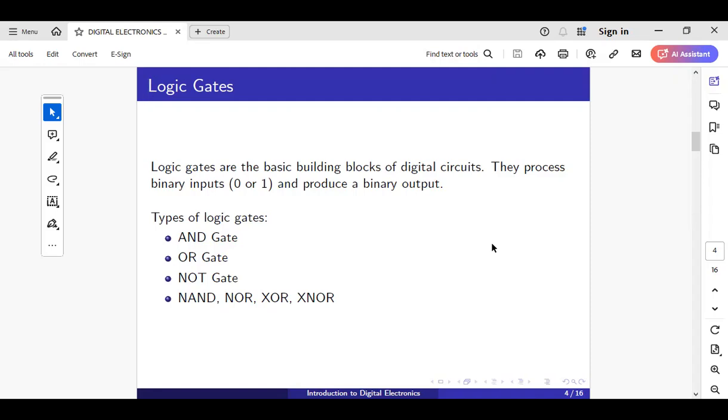Binary means a binary base is a 0 or a 1. So that means that the output should also be a 0 or a 1. The types of gates that we have are the AND gate, the OR gate, the NOT, the NAND, NOR, XOR, XNOR. Today we are going to look at the XOR and the XNOR. That is our target today, and also the potential divider. If we look at those 3, that would be enough dose for today.